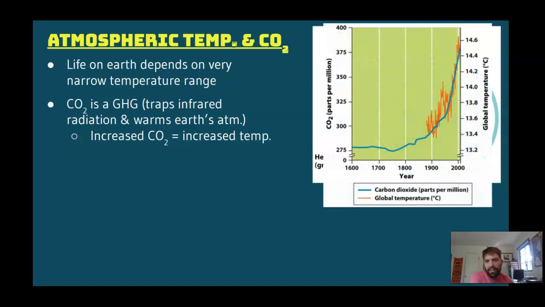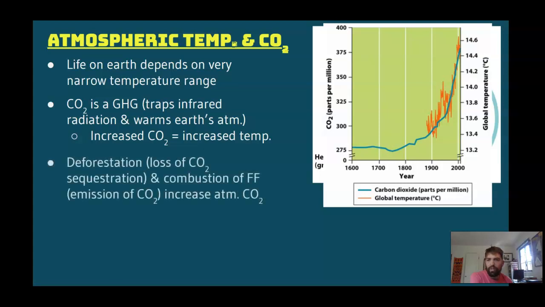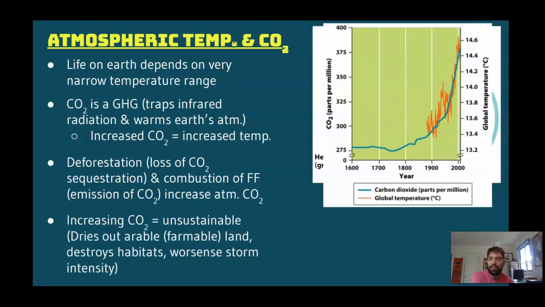And here you see the carbon dioxide and how much it's being emitted. So it's a huge increase since the Industrial Revolution around this time. And also deforestation, that's losing the amount of CO2 that's stored in the soil, and combustion of fossil fuels increases the amount of carbon dioxide. And this leads to unsustainable land because it becomes more dried out, destroys habitats, and worsens storm intensity.